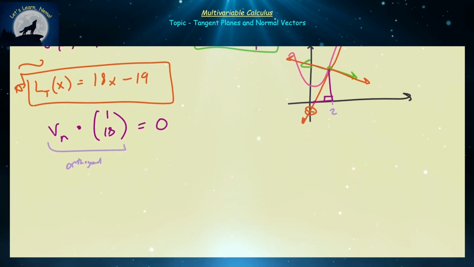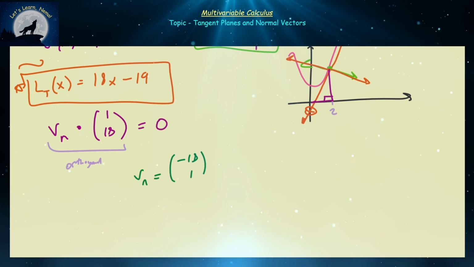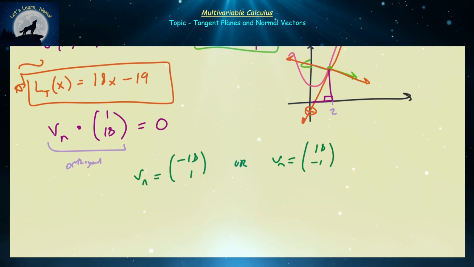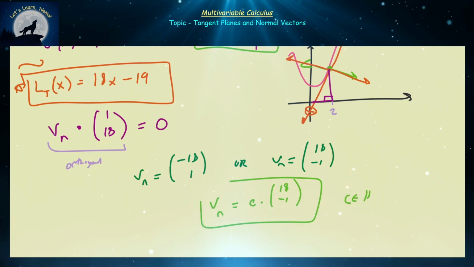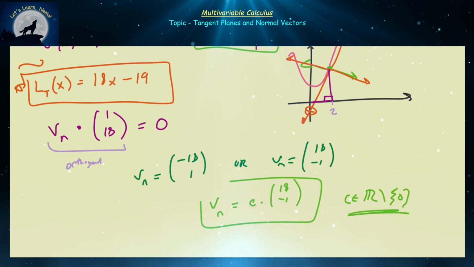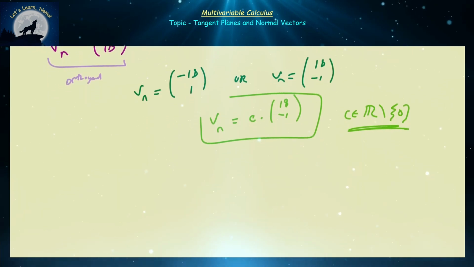So there's obviously infinitely many choices you could choose. For example, we could choose Vn is equal to minus 18, 1. Just switch these components around and negate one of them. Or you could choose, for example, Vn to be equal to 18, minus 1. Right? And of course you can scale these to any scalar value that you want, but generally speaking the normal vector would be any constant multiple c times 18, minus 1. And obviously c should be a constant, and obviously the constant should not be 0. Right? So that's how we find tangent lines and normal vectors for single variable functions.